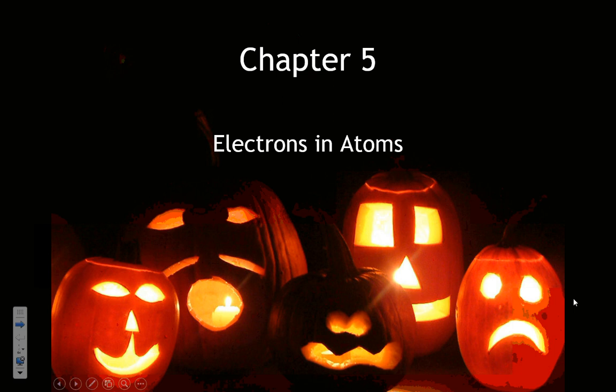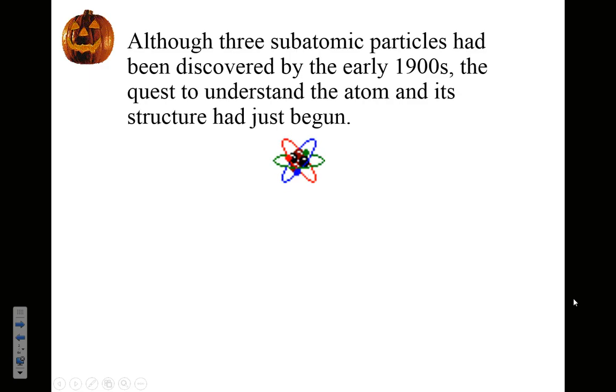I'm Brian Brown, and today we'll be looking at Chapter 5, which deals with the electrons in the atom. Now, in Chapter 4, we looked at the general structure of the atom, and we placed the protons and neutrons in the nucleus, but we really didn't say where the electrons were other than outside of the nucleus.